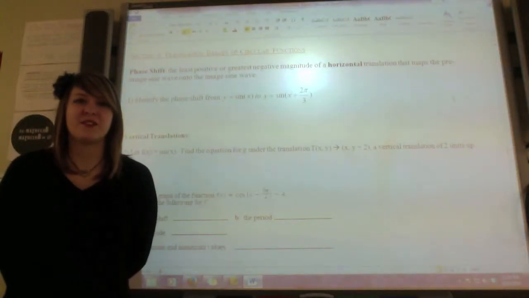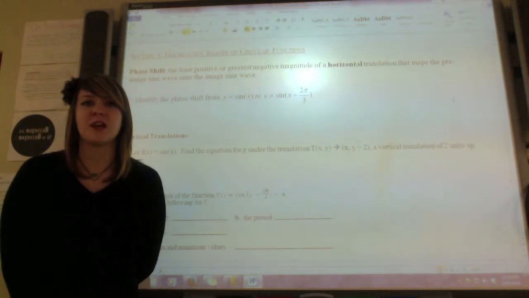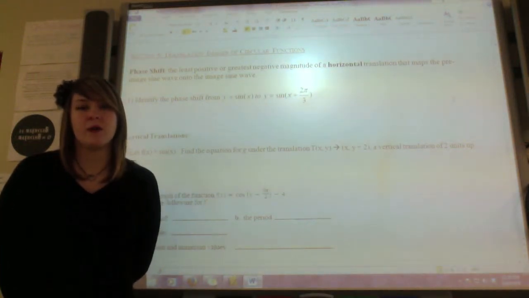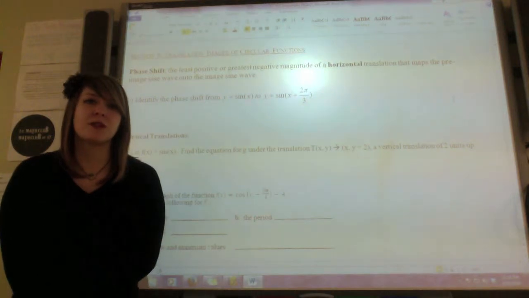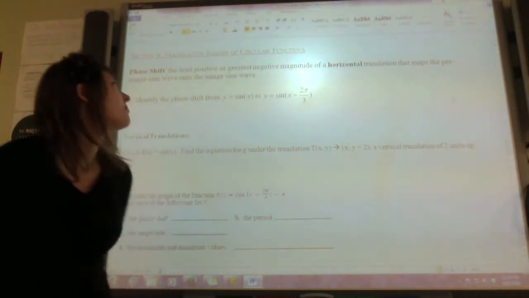Hey guys, today we're going to do Chapter 4, Section 8, which is on translations of sine, cosine, and tangent functions. On the last lesson we talked about scale changes that we could do, which changed our period and our amplitude of our functions. Today we're going to talk about translations, which actually change the phase shift and the vertical translation.